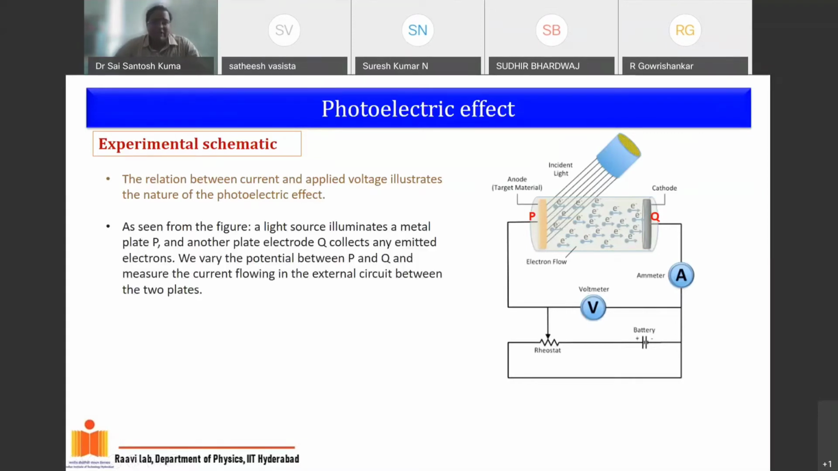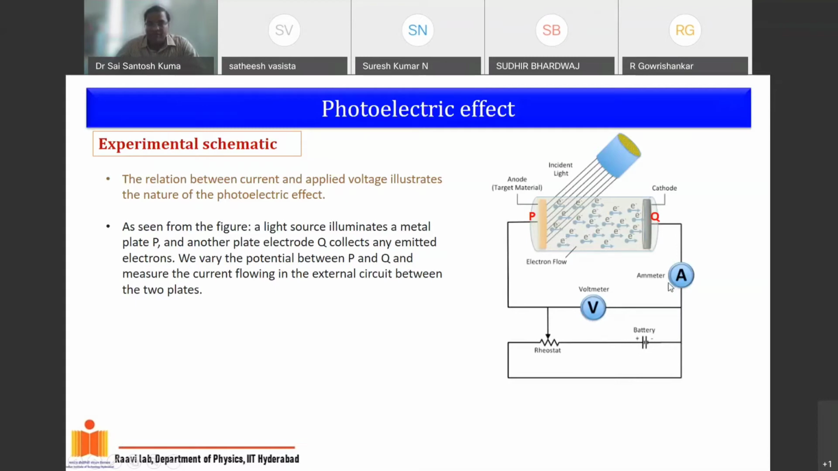So as seen from the figure, the light source illuminates a metal plate P, and another plate Q electrode collects the emitted electrons. We vary the potential between P and Q, and measure the current flowing in the external circuit between the two points. So you change the rheostat, and you vary the bias you give between these two plates.